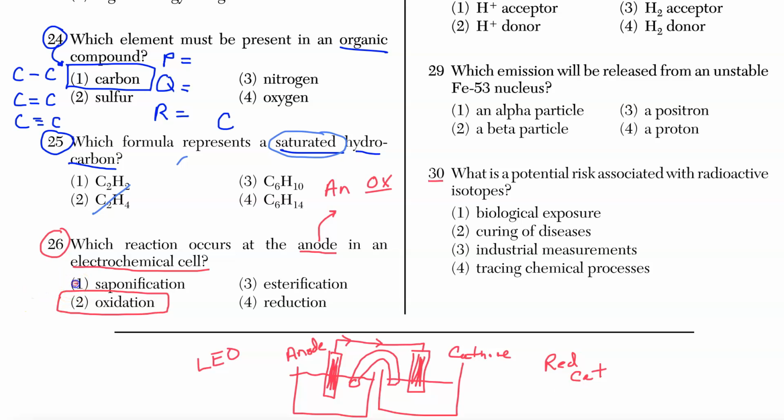Saponification is an organic reaction. We make soap, right? That's where we break glycerol with a strong base, we take a triglyceride, a big molecule, and break it up into 3 fat molecules, right? Esterification, I should say, is an organic reaction where we take an alcohol and an organic acid to make an ester. All right? So choice 2 is the answer for 26.